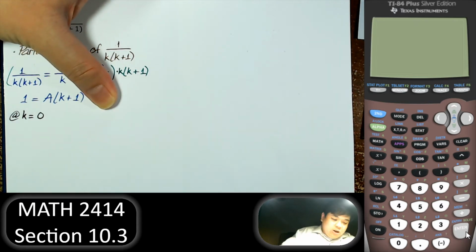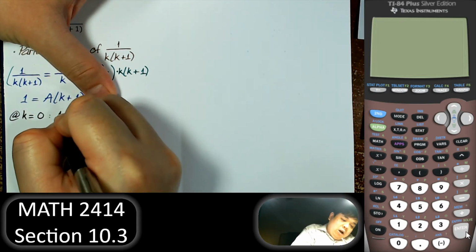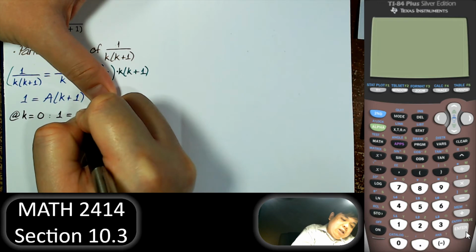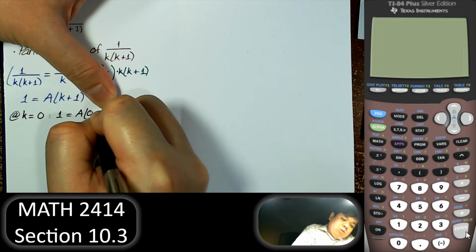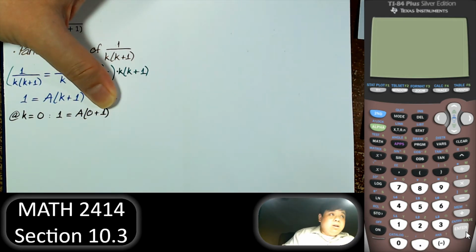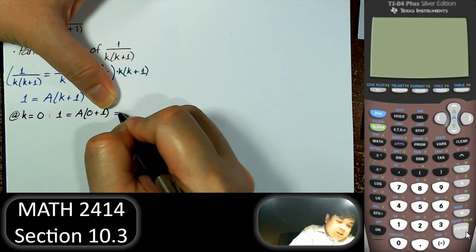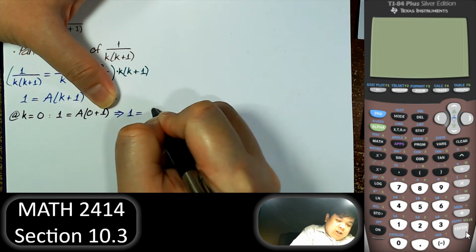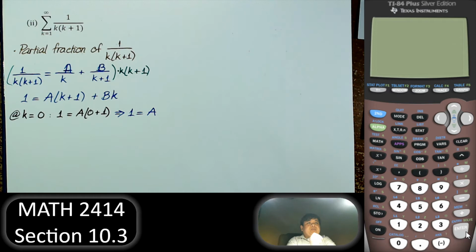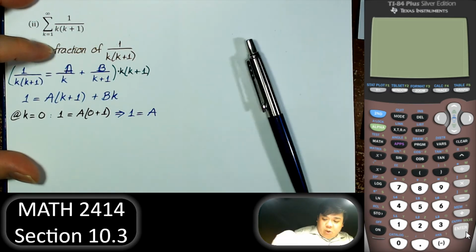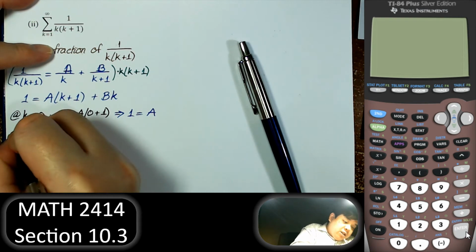When k equal to 0, what do we have? 1 equal to a, 0 plus 1. So that gives us 1 equal to a. So we don't have to multiply now, combine like terms and solve the system of equations, if it is simple like this.